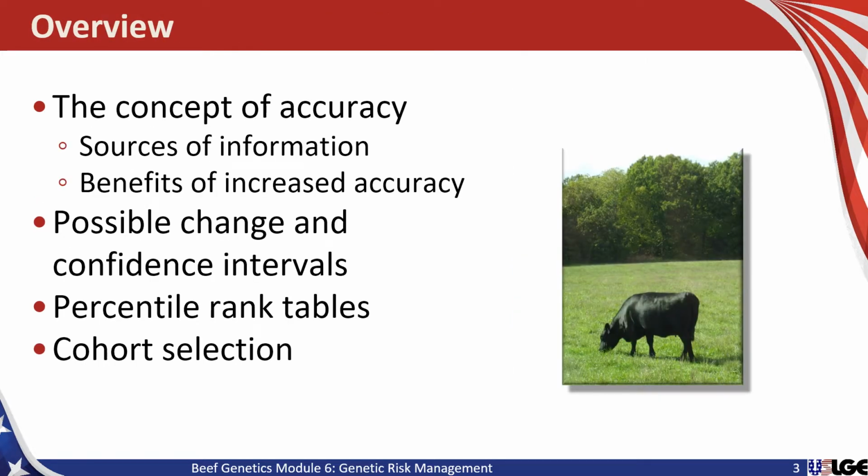An overview of today's discussion on genetic risk management includes a review of the concept of EPD accuracy, including sources of information that contribute to accuracy formation, as well as the benefits of increased accuracy. We'll also cover the concept of possible change and confidence intervals and their utilization in genetic risk management. We'll also talk about percentile rank tables as a way to understand the genetic merit of an individual animal relative to his peers. And we'll also talk about cohort selection as a method to control risk.